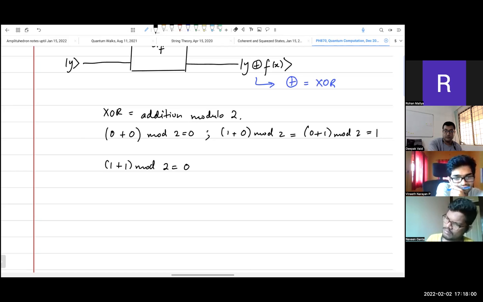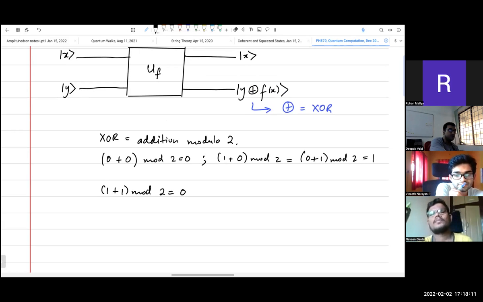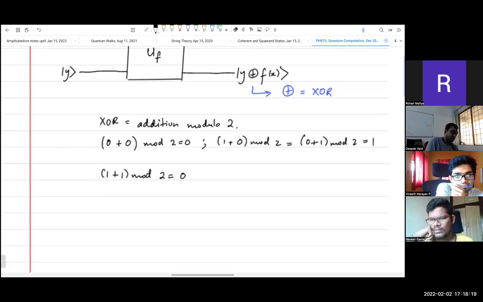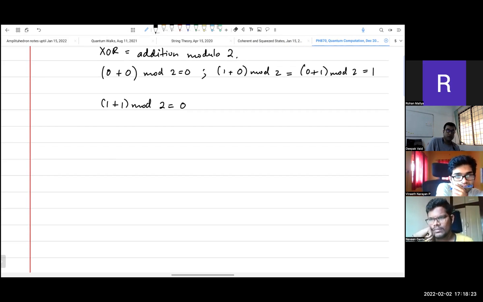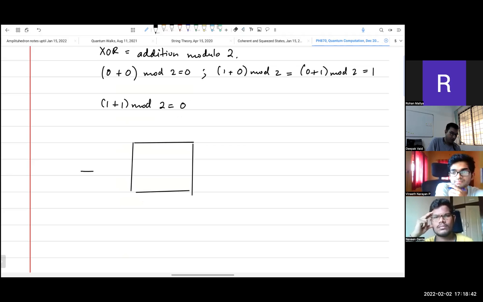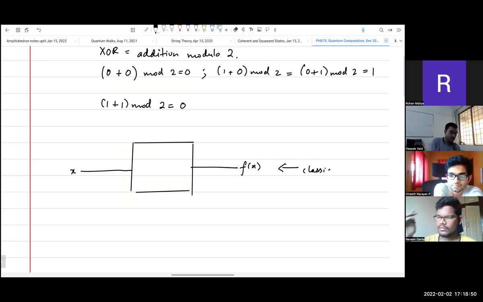Now, so what we want. So why are we doing this in the first place, right? Why are we doing this XOR thing? Okay. Well, the reason is, let's ask ourselves what one would need to do if you just had a classical oracle, right? So a classical oracle would be another black box, right? But which doesn't need to take a qubit, it takes a classical value and it outputs the value of the function. Okay.